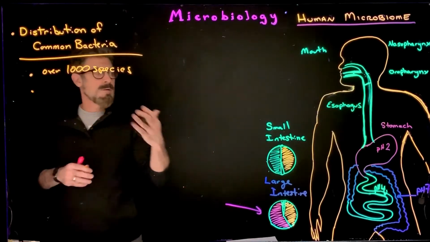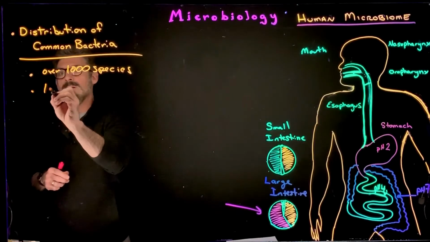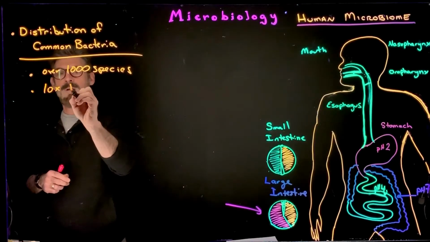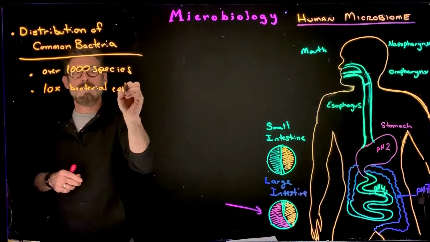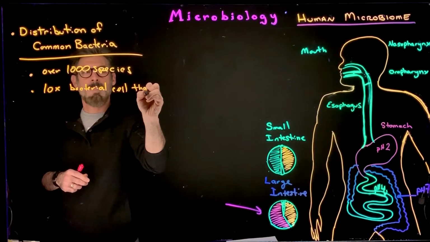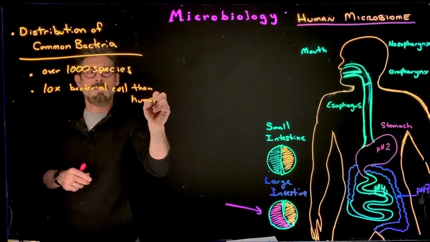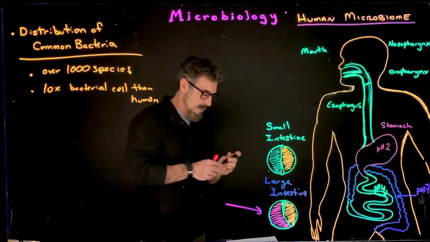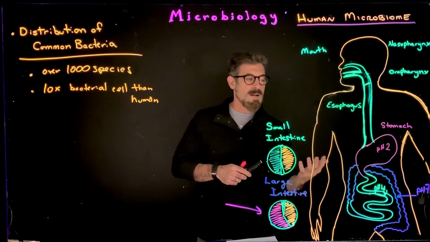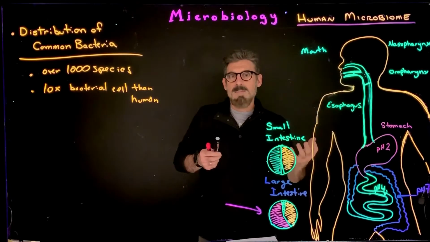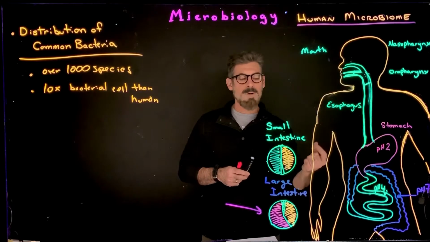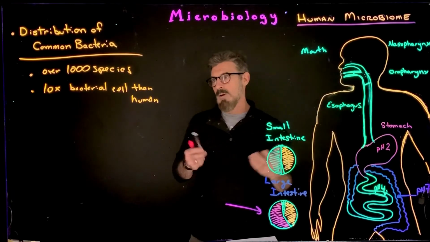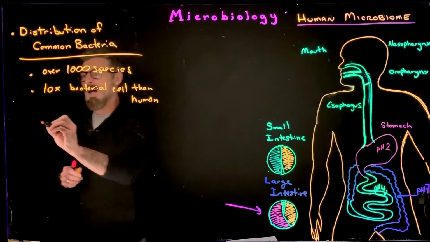If we look at bacterial cells versus human cells, there's over 10 times more bacterial cells than human cells that make up our bodies. So we have just a lot of bacterial cells. Now, partly because they're small. They're smaller, so they take up less space. So the volume of one human cell is much greater than the volume of a bacterial cell. But still, we have quite a lot of them.